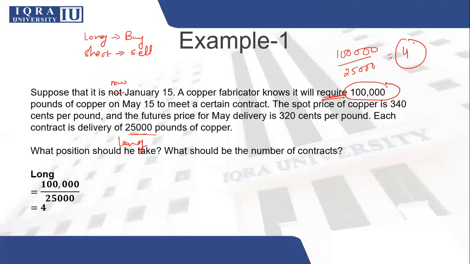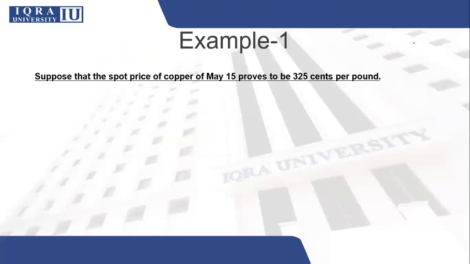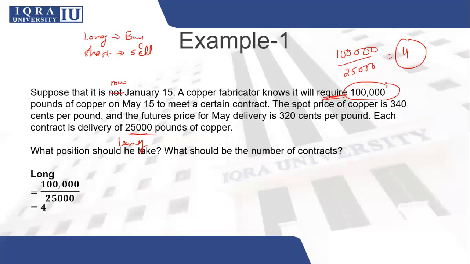Okay, so now let's see what happens at different prices. So suppose that the spot price of copper on May 15 proves to be 325 cents. Now remember that in your futures contract, you have agreed a price of 320 cents per pound. So regardless of whatever is the price, you have fixed that you will purchase it for 320 cents per pound.